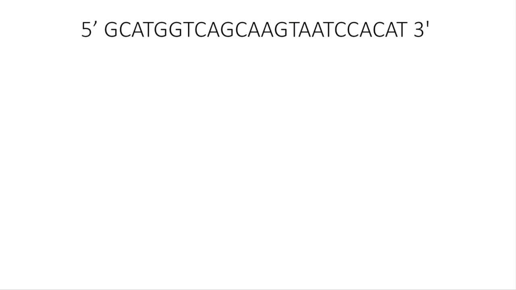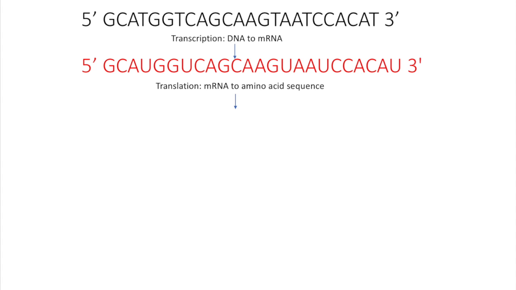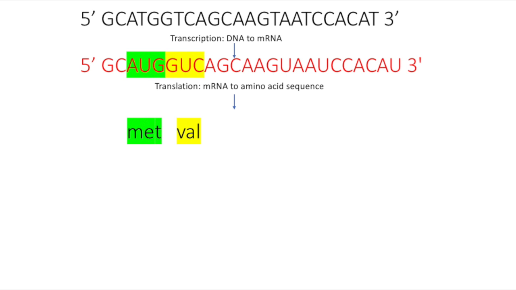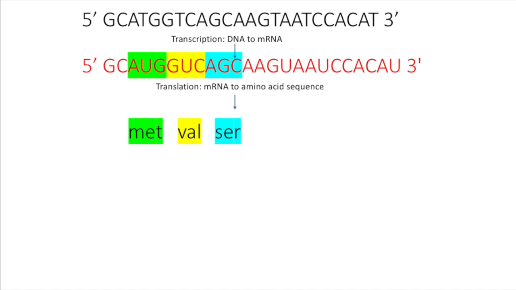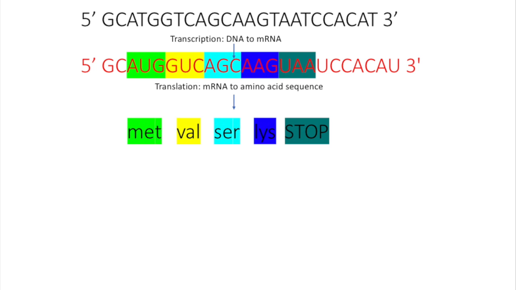Now that we have identified our coding strand, we can use it to transcribe the DNA sequence into mRNA, and to do this we just switch the T's to U's. Using the mRNA sequence, we can now translate this into an amino acid sequence. With this strand, we would start with AUG, which codes for methionine. Next would be GUC, which codes for valine, then AGC, which codes for serine, AAG, which codes for lysine, and finally we would have UAA, which is our stop codon. That tells us to stop translating.